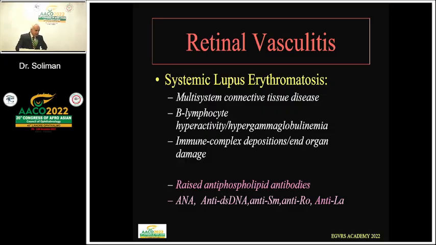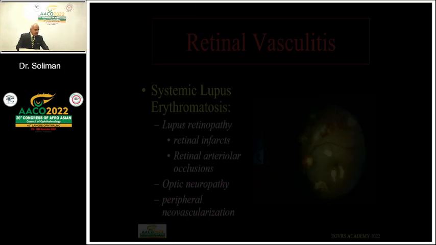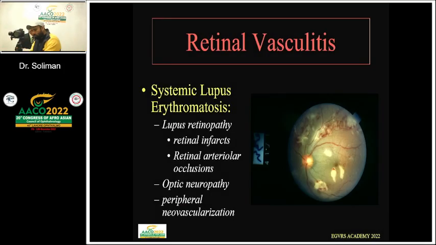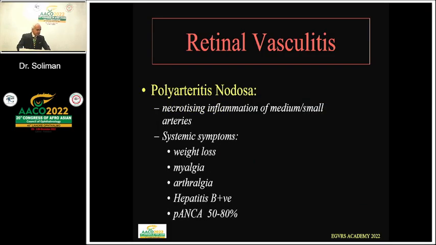Systemic lupus erythematosus. It's a multi-system disease, as you know, one of the connective tissue disorders. Lymphocyte B hyperactivity. And the diagnostic is you have the raised antiphospholipid, the double-stranded DNA. So this is again the typical presentation of a patient with systemic lupus. The infarcts everywhere and the vasculitis. And if you examine the patient, you probably have some sort of nephropathy, and you really have to have this in mind. So lupus retinopathy, retinal infarcts, retinal arterial occlusions, optic neuropathy, quite common, and peripheral neovascularization sometimes.